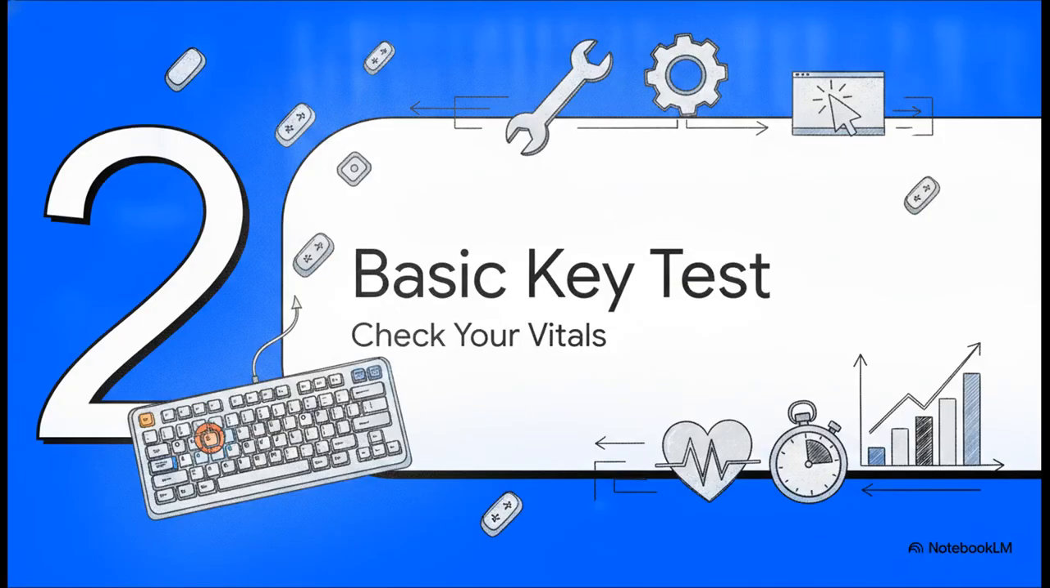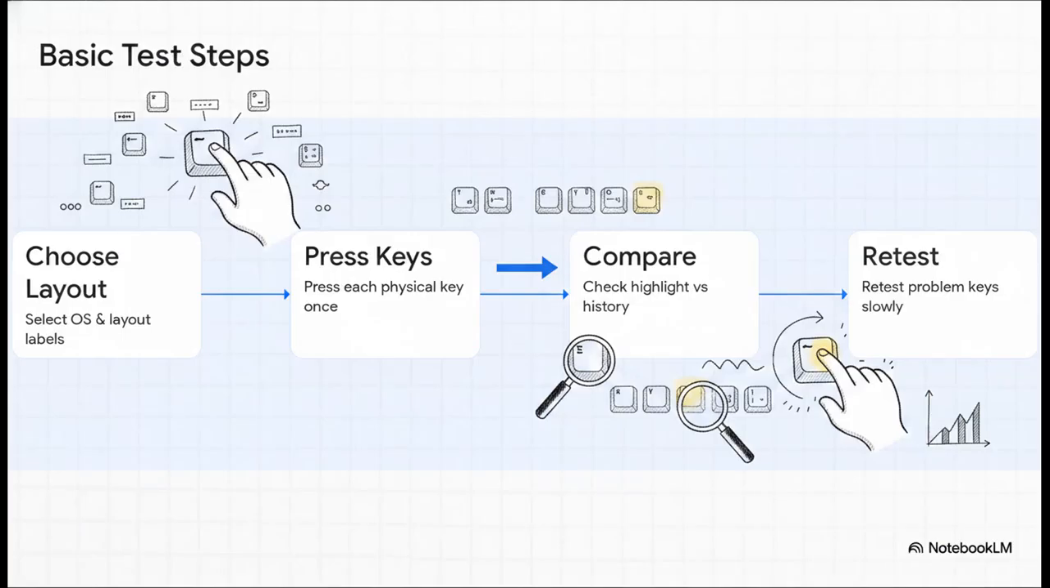Moving right along to Section 2, the basic key test, where we check your keyboard's vitals. So the key here is to follow a really methodical sequence. You don't just mash your hand on the keys. First, like we just said, choose your OS and layout labels. Second, click inside the tester to give it focus, and press just one physical key at a time, letting it release fully. Third, you're going to verify that key press against the visual history on your screen.